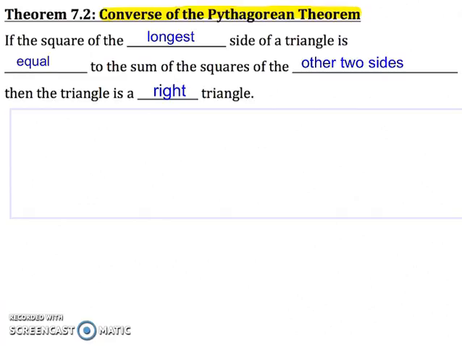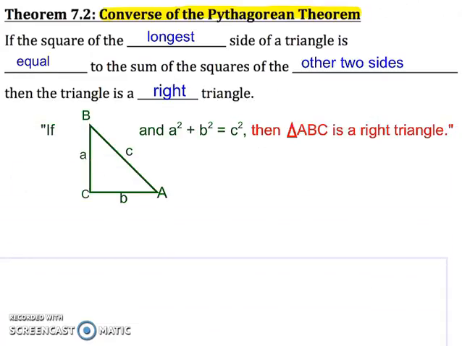Another way we can look at this is that if you have a triangle ABC and it satisfies the equation a squared plus b squared equals c squared, then you know that you have a right triangle. So this theorem, you can think of it as being flipped around from the actual Pythagorean theorem itself, because this is what we call the converse.